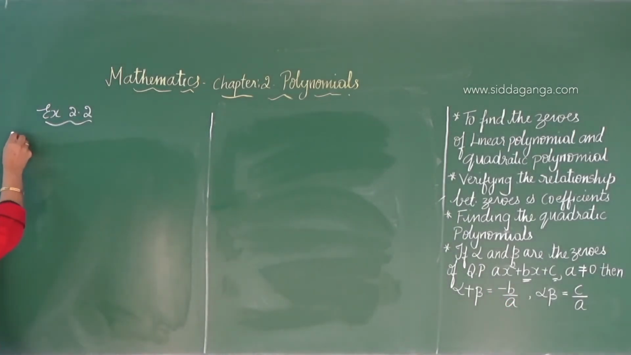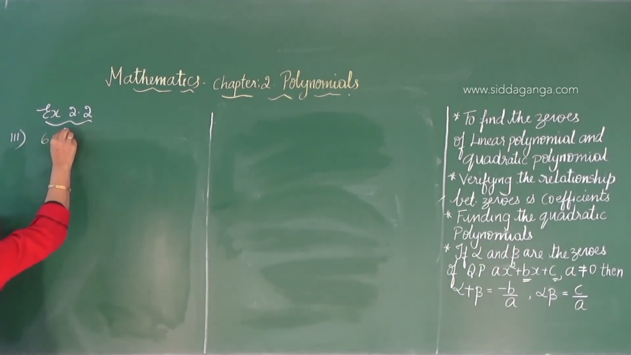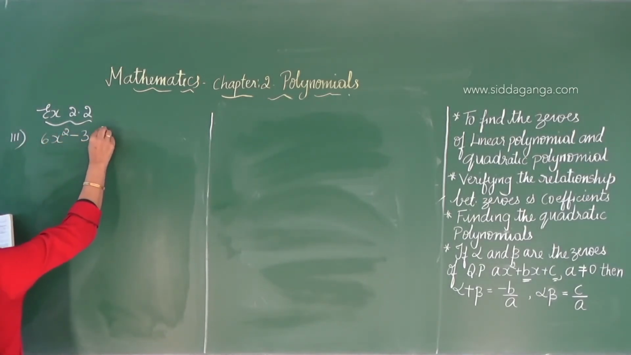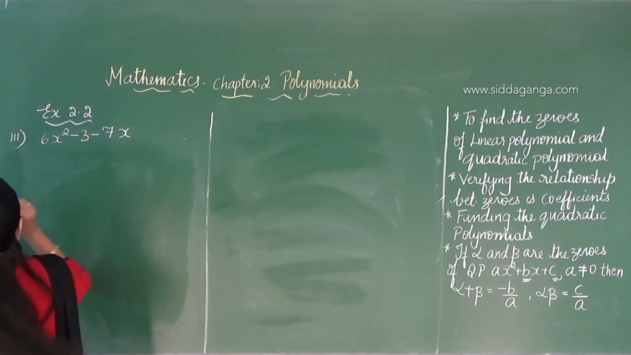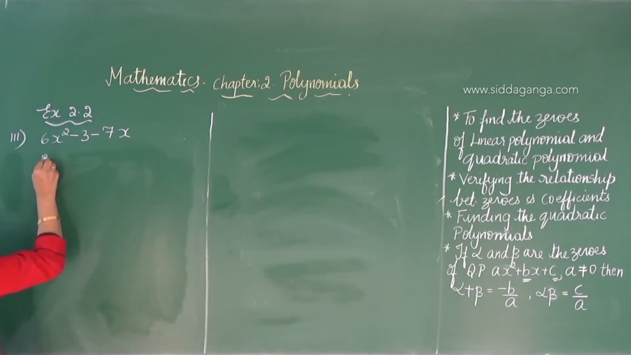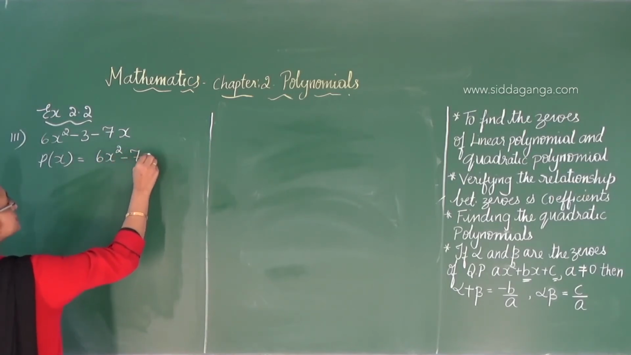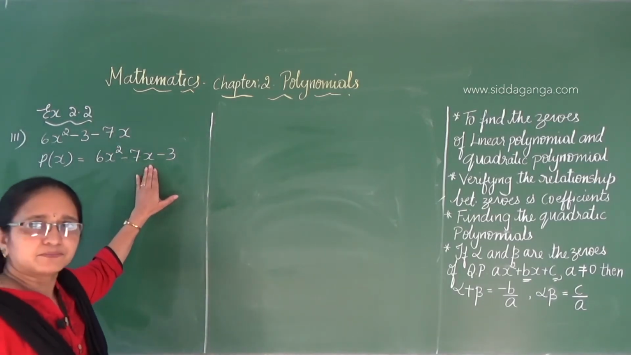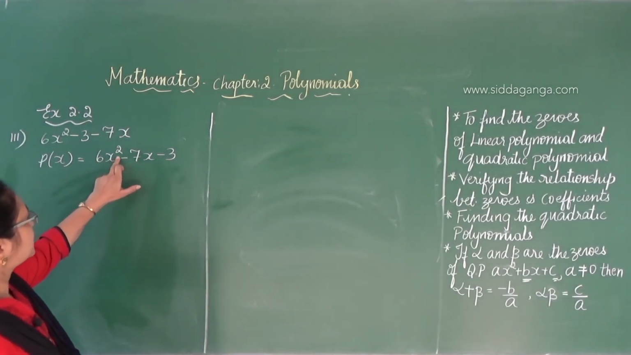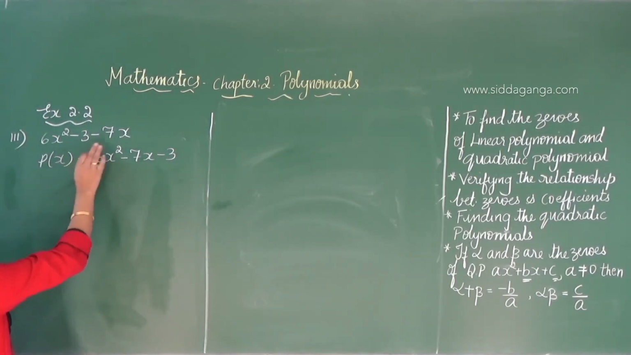So, third question, 6x square minus 3 minus 7x. So, what you have to do is, P of x is equal to 6x square minus 7x minus 3. Write it in the standard form. So, x square, then x, then constant. Then you can start, otherwise you can't do it.